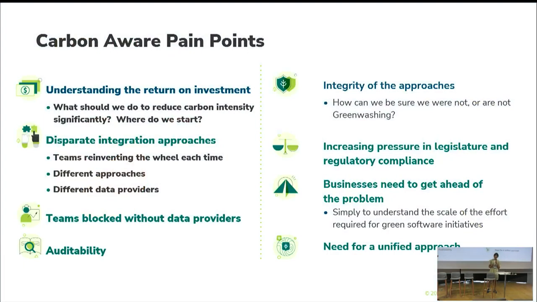And in brief, why do we even care about it? Why do we want it? There has been a lot of talk already today on carbon awareness and also around carbon data. So going back to it, we need people to understand the return on investment. So why should we even care about reducing carbon intensity significantly? And where can we start on this? Companies, not all of them, hopefully by now they're getting more and more aware, but still it's an issue not fully addressed. There are disparate integration approaches.